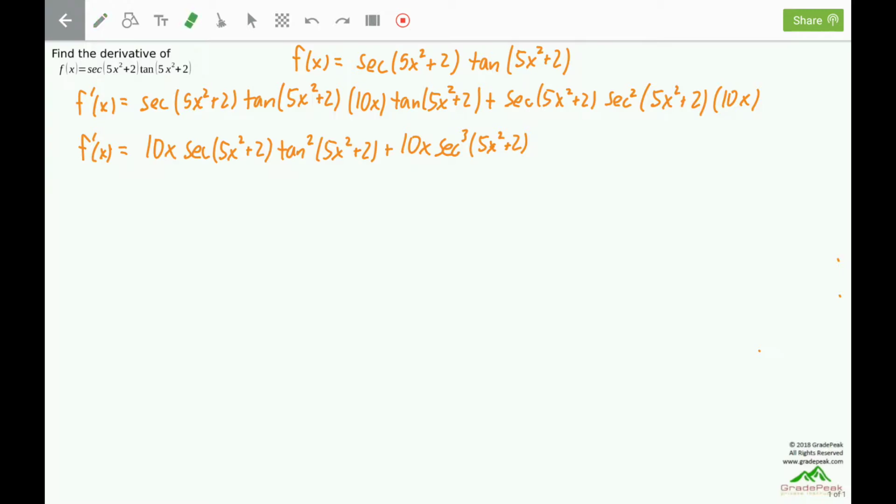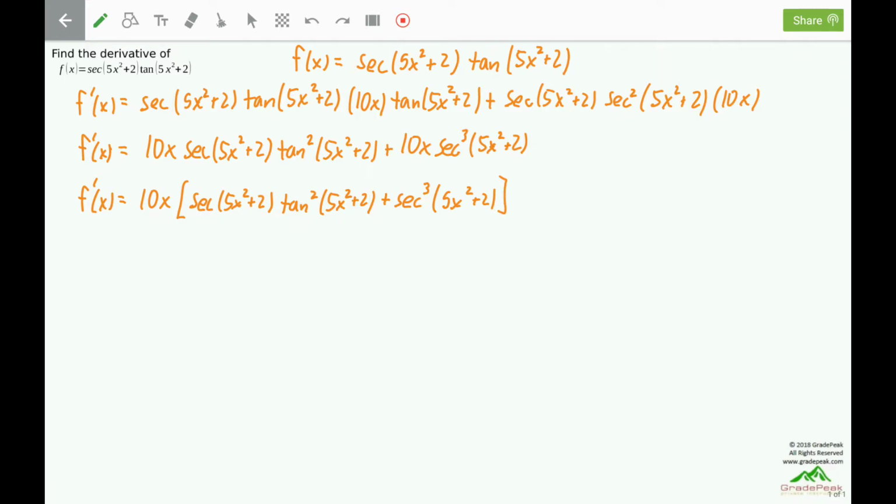Now we can start our factoring process here. And we'll start with factoring out the 10x. So f prime of x equals the 10x, and we'll have a secant of 5x squared plus 2 times the tangent squared of 5x squared plus 2, plus I took out the 10x, so secant cubed of 5x squared plus 2.